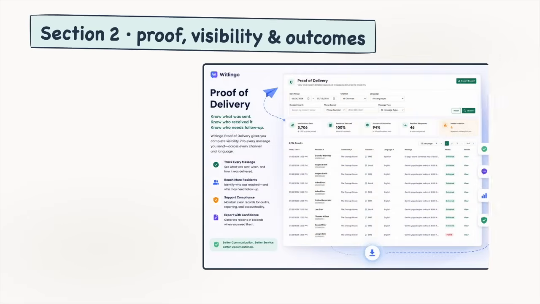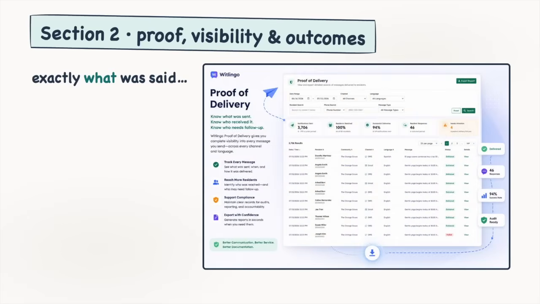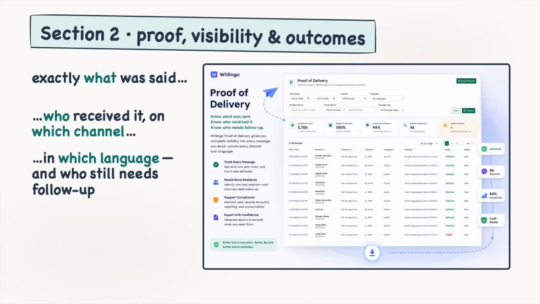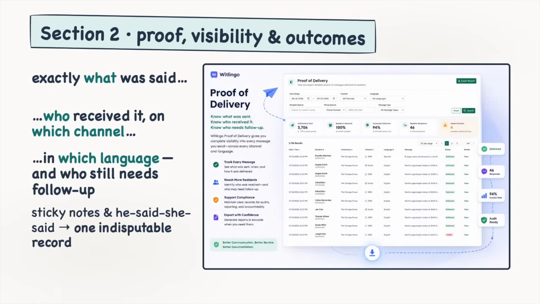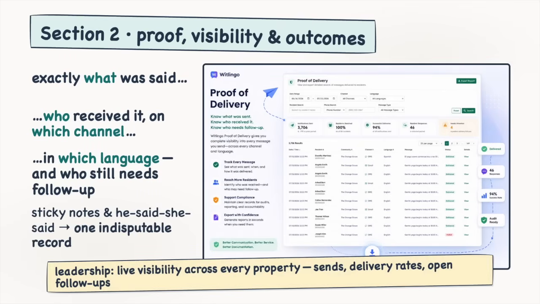When it comes to proof of delivery, Witlingo really flexes its muscles for compliance. You can see exactly what was sent, who received it, the specific channel used, the language it was delivered in, and precisely who still needs a follow-up. It takes a historically scattered mass of sticky notes and he said, she said, and turns it into a clear, indisputable operational record. For leadership, the visibility extends across every single property in the portfolio.